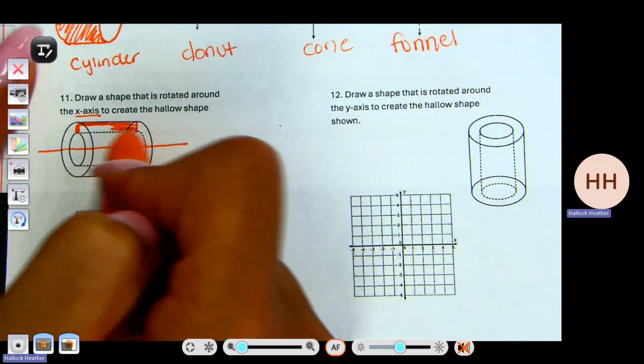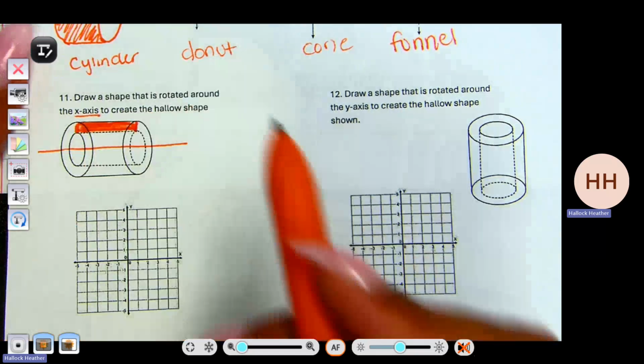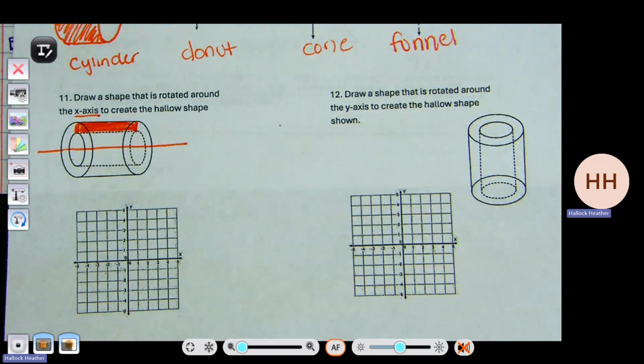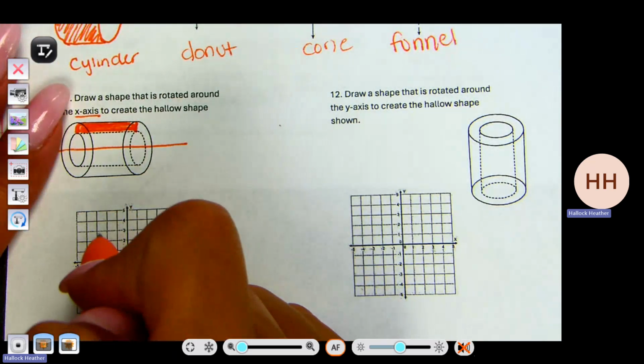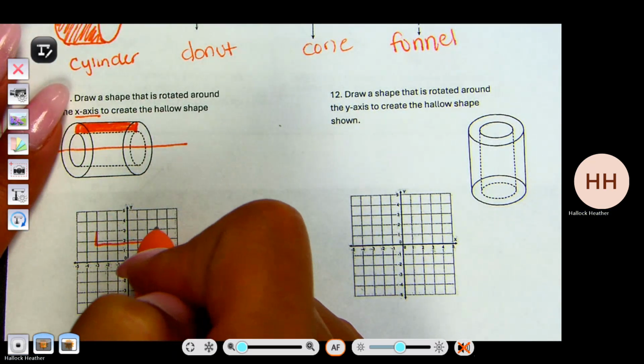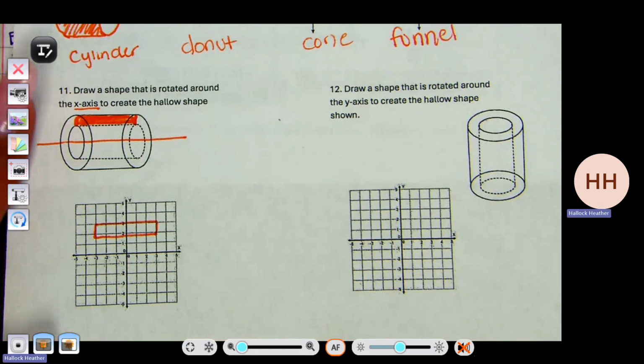If I had a thin rectangle, I'm going to color this in, and I rotated it around the x-axis, it would create that hollow opening because it's not touching the x-axis, and it would make a circle to make a cylinder. So we're going to make a rectangle on our graph, and it doesn't matter the width. The only thing is, because it's hollow, it cannot touch the x-axis. It doesn't matter where you're at, as long as it's a rectangle. On the EOC, they could give you this question and you would have to draw the shape on a graph. The key is it should be a rectangle and it cannot touch the x-axis because the x-axis makes it hollow.